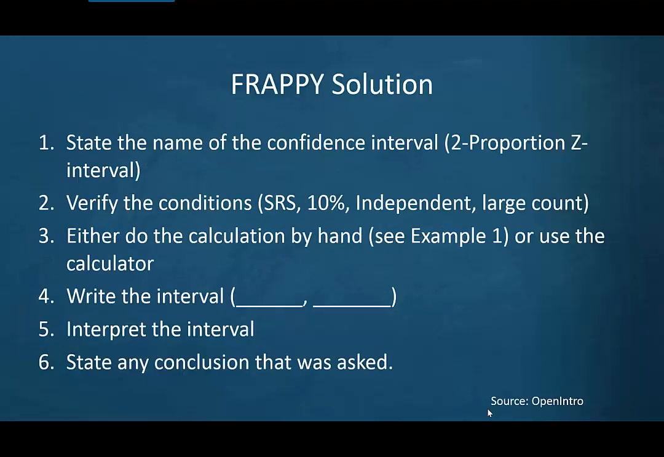So even if you're not taking the AP, you just have a regular statistics course, this is a good rule of thumb for that class as well. So you state the name of the confidence interval, you verify the conditions, either do the calculation by hand, you can see example 1 for that, or use a calculator, write down the interval, interpret the interval, and then state any conclusion that was asked.